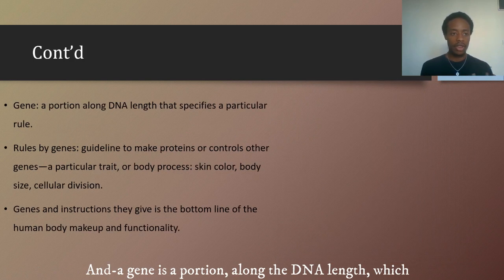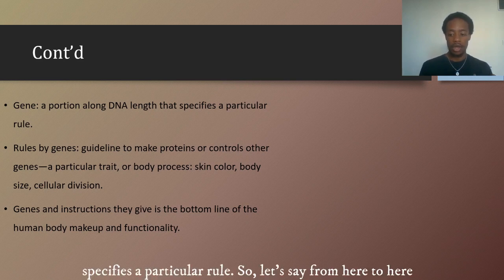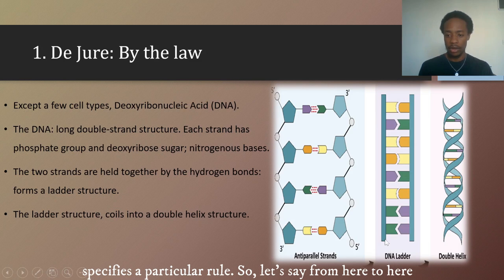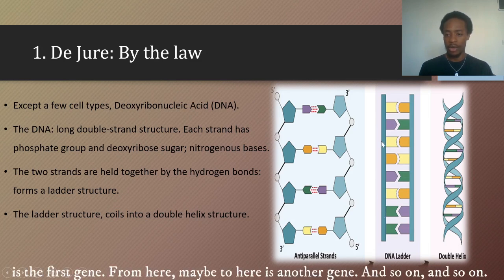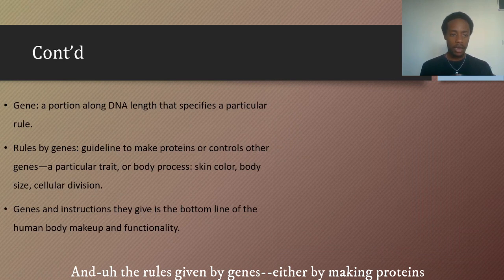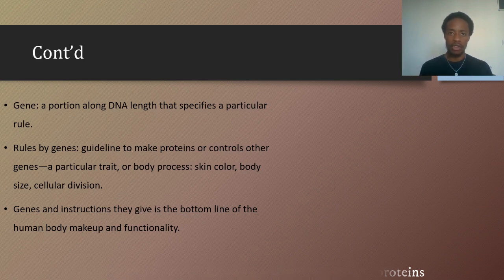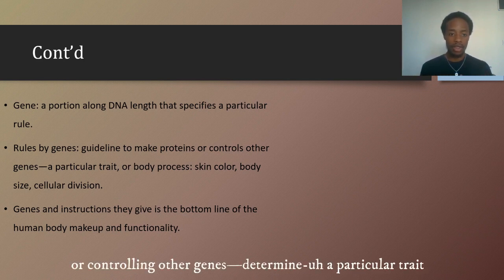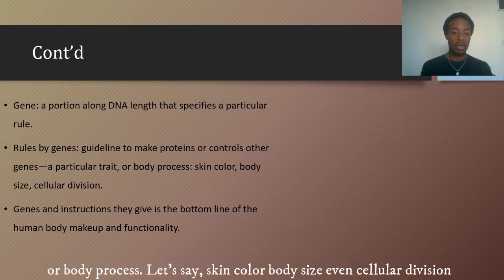And a gene is a portion along the DNA length which specifies a particular rule. So let's say from here to here is the first gene, from here maybe to here is another gene, and so on. The rules given by genes, either by making proteins or controlling other genes, determine a particular trait or body process, let's say skin color, body size, even cellular division.